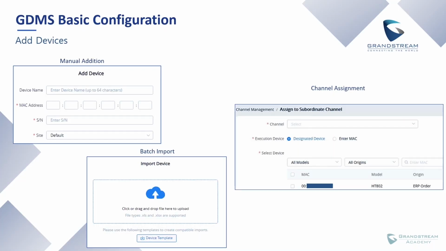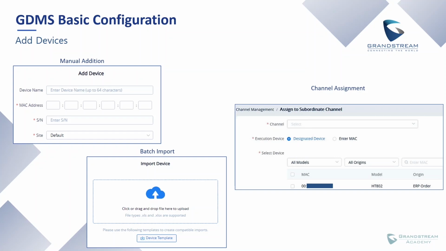There are two ways to add the Grandstream device to GDMS, either by adding it manually or by importing a batch of devices using a CSV file with all the needed information about the devices when you have many devices to deploy. In this last case, the GDMS will provide you with the CSV template with the information that you need to fill. Both methods require two pieces of information to proceed with adding the devices. We need the MAC address of the device and its serial number.